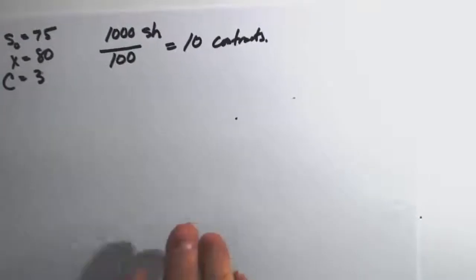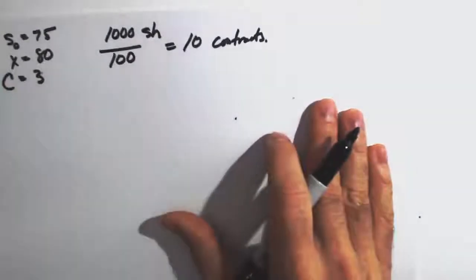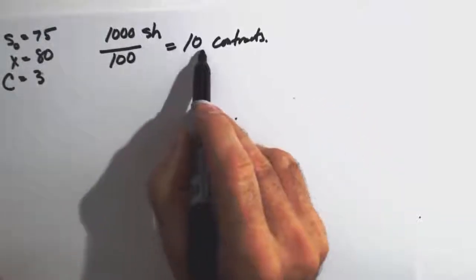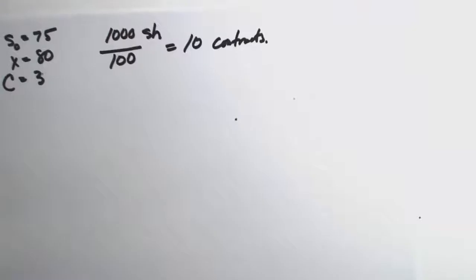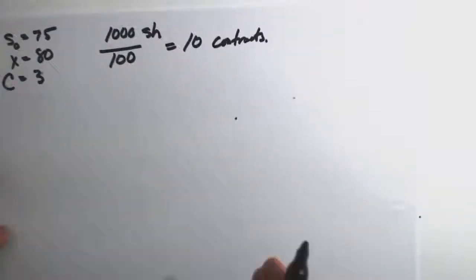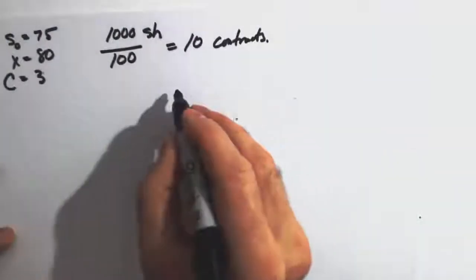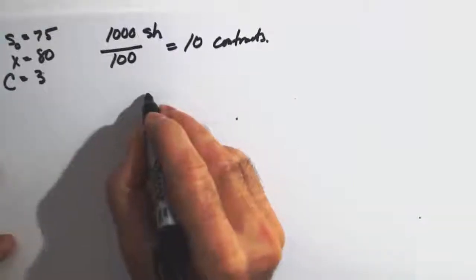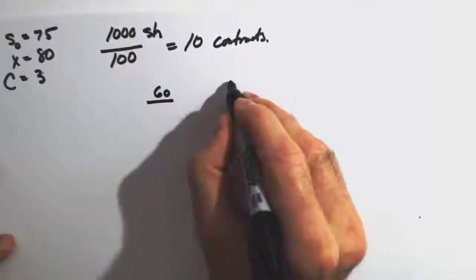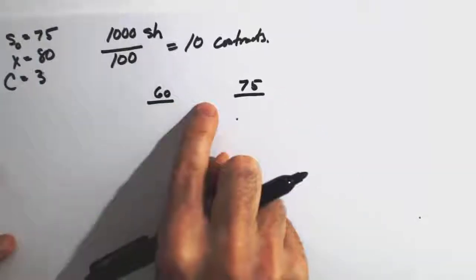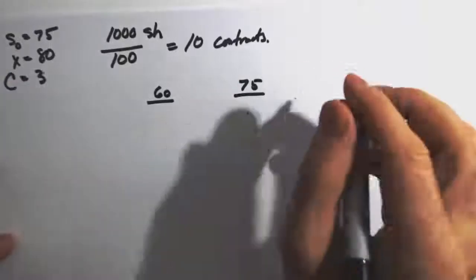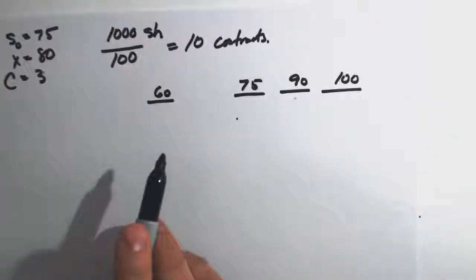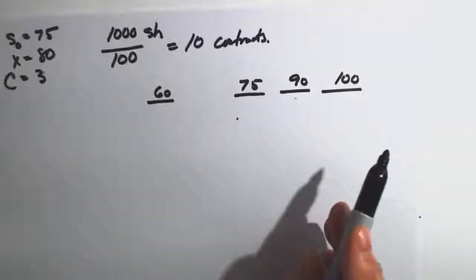And now let's look at everything on a per share basis like we've been doing. When you get done, you can always multiply everything by 10 contracts times 100 shares, and you can figure out the profit or loss for the entire position. Now let's look at the payoff strategies here. The scenarios I have written are 60, 75, and I'm leaving a little space here. You might want to leave a little space in your notes. I'm doing that for a reason. 90, and then 100. So let's assume the stock could be 60, 75, 90, or 100 at expiration.